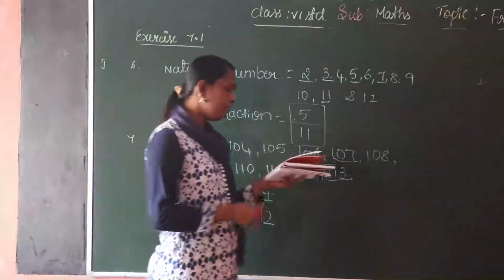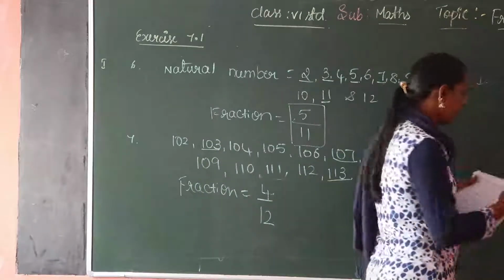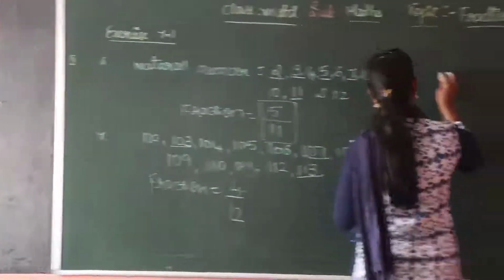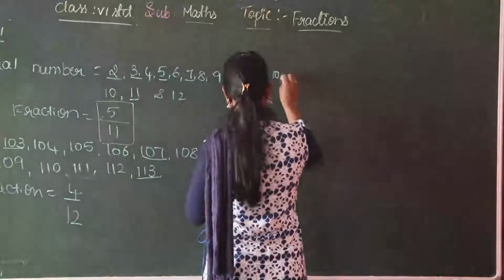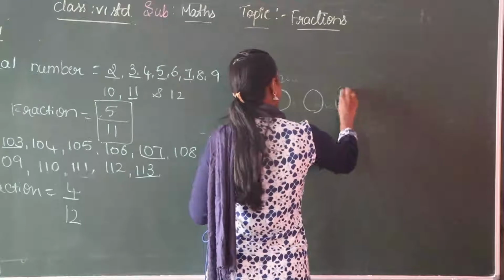Next, what fraction of these circles has crosses in them? It is in your textbook. This is the 10th one. Here are some pictures. There is a circle.